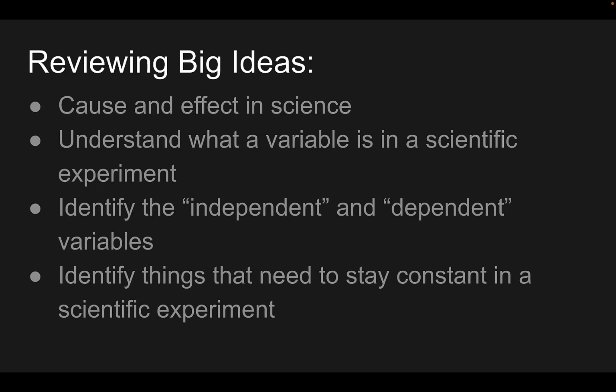Okay, I know that was fast, but let me just go over this really fast, what we hope you've learned from this day. We've talked about the idea of cause and effect in science. We've talked about understanding what variables are, and then more specifically what independent and dependent variables are. And last of all, trying to figure out what things need to stay constant in order to be able to tell what that relationship is between the independent variable and the dependent variable.